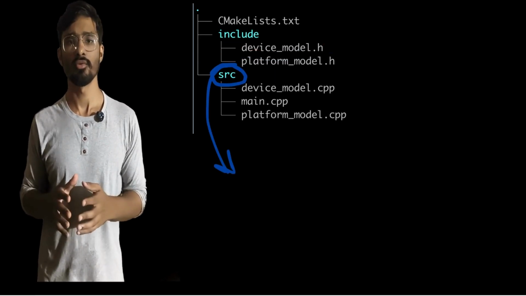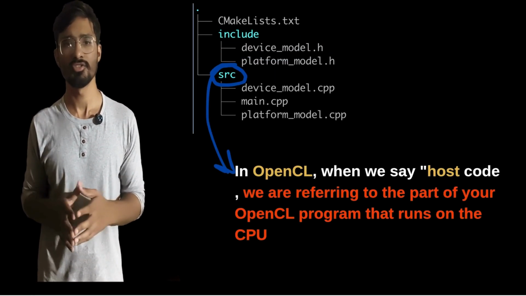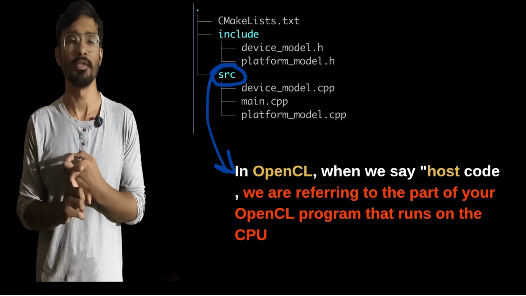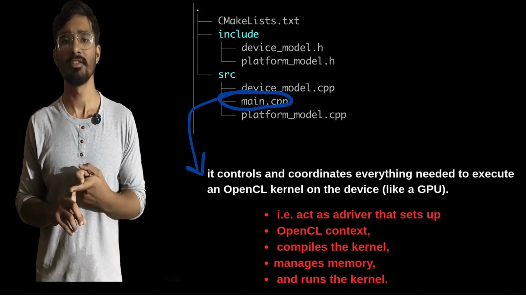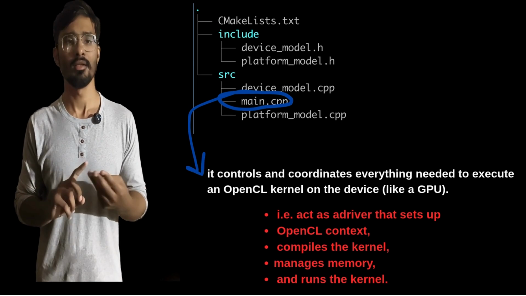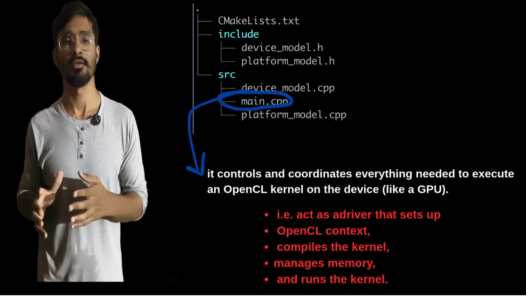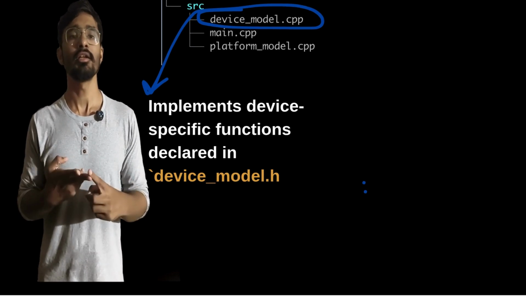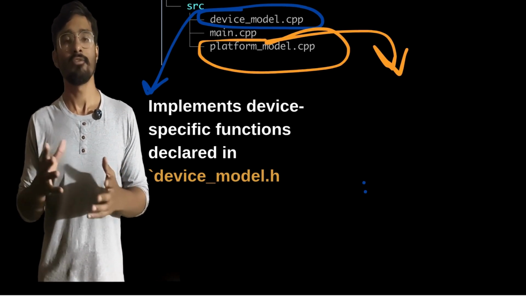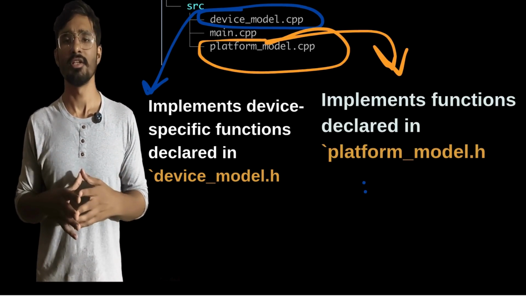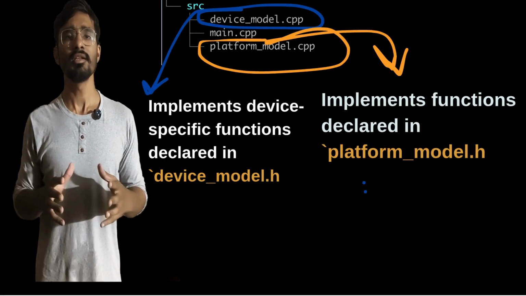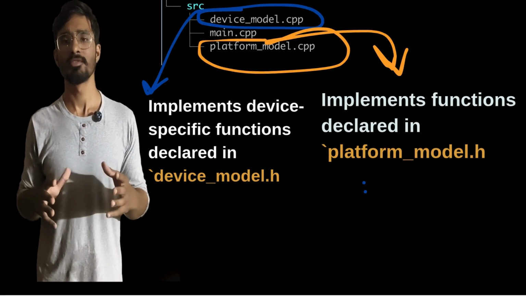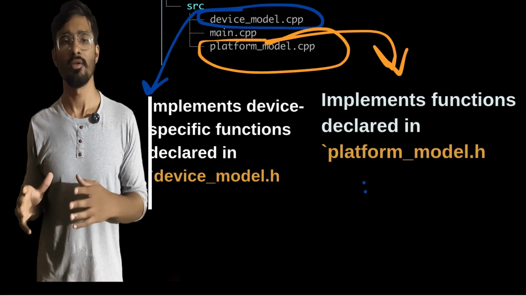Now the source code folder, this is where the host-side logic of the application lives. main.cpp is the driver that sets up the OpenCL context, compiles the kernel, manages memory and runs the kernel. device_model.cpp implements device-specific functions declared in device_model.h, and platform_model.cpp implements functions declared in platform_model.h. Together these source files handle everything from setting up OpenCL to invoking the kernel on the GPU.